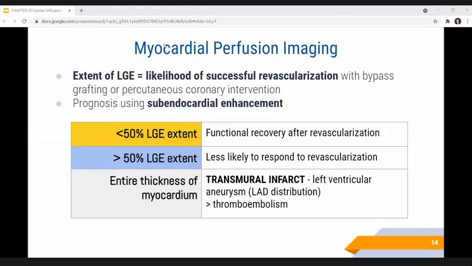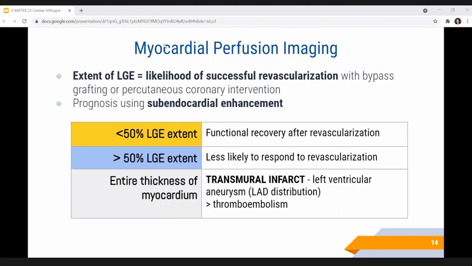The extent of late gadolinium enhancement, or LGE, is directly related to the likelihood of successful revascularization. Less than 50% is associated with functional recovery after revascularization. More than 50% means it's less likely to respond to revascularization. And if involving the entire thickness, as with large transmural infarcts, especially in the LAD distribution, left ventricular aneurysms are more likely to happen with propensity to develop thromboembolism.